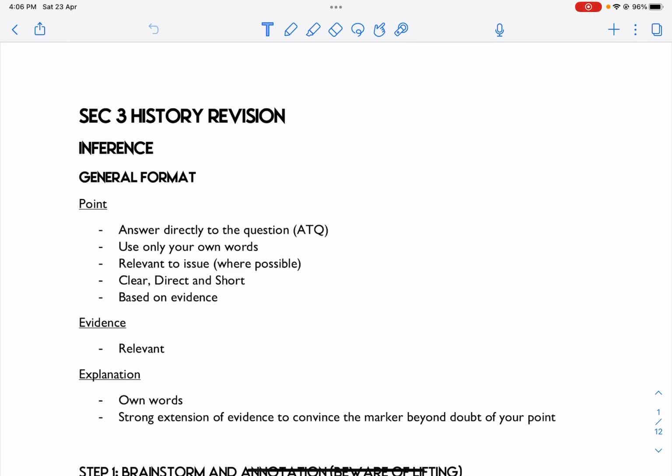Hello, here to do your quick revision for your history. Now, you'll be given a source-based question. There's a few questions you need to answer. One of it is going to be your basic inference question.